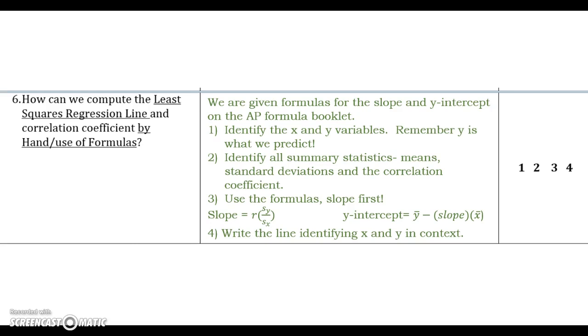Identify the mean and the standard deviation, so x bar, standard deviation of x, y bar, standard deviation of y, and the correlation coefficient, which is r. Then use the formulas. Slope comes first. Remember, slope is change in y over change in x. That's where this slope formula comes from. It's the correlation times the change in y over change in x. Your correlation, if it's positive, will have a positive slope. If it's negative, it will give a negative slope. Once you do that, you can find the y-intercept and then write the line identifying x and y in context. So this is where you need to say things like number of aircraft and years.